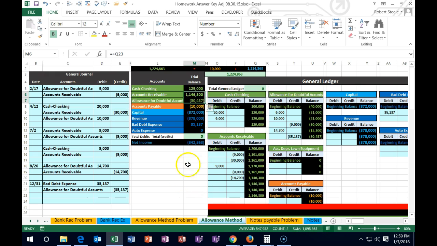$1,095,863. Also, on the revenue side, although we made sales of $378,000, we believe that of those sales on account, $35,137 will not be collectible based on past experience. We need to report that to our reader and show the net income reduced from this $378 by the $35,137 to a net income of $342,863.